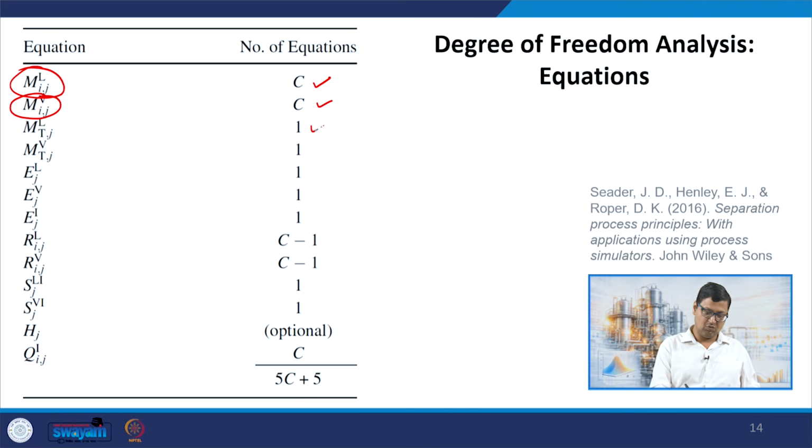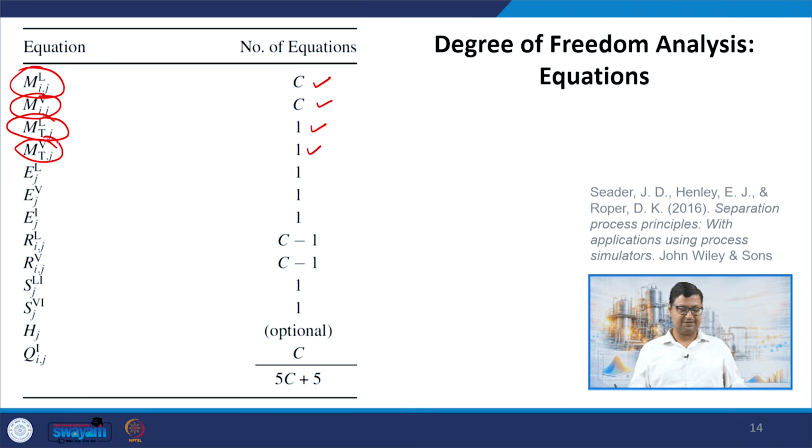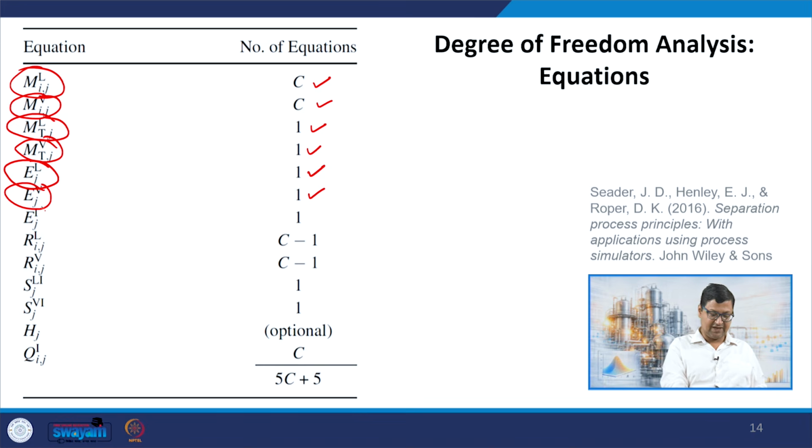We have one total material balance for the liquid phase, then we have one energy balance equation for the liquid phase, and then we have another energy balance equation for the vapor phase. And then we have an energy balance at the interface, that essentially means that the heat transfer rates basically cancel.